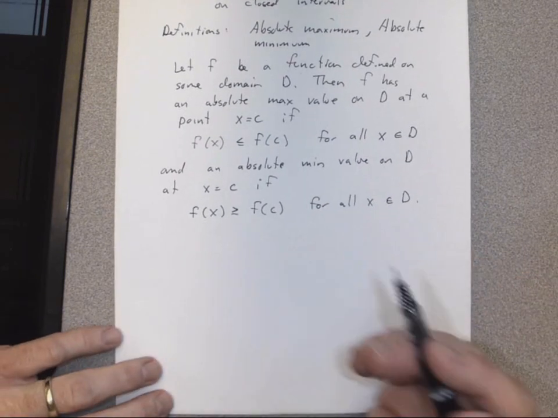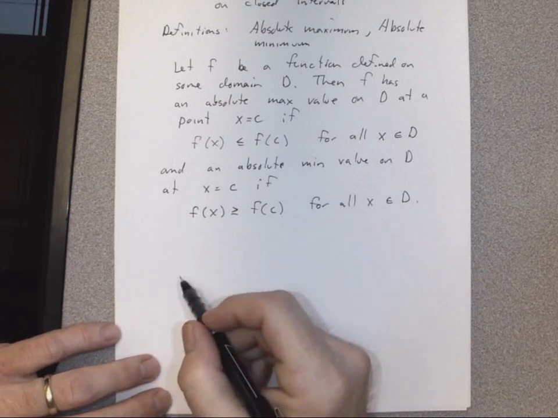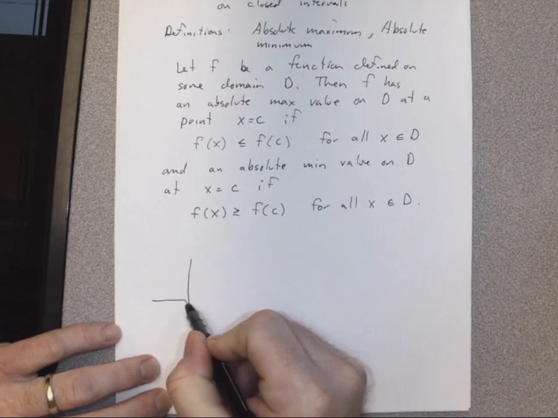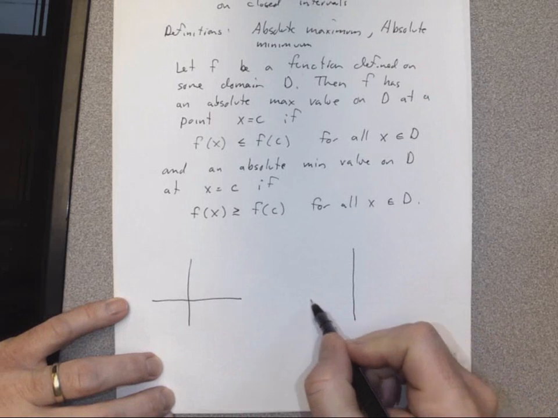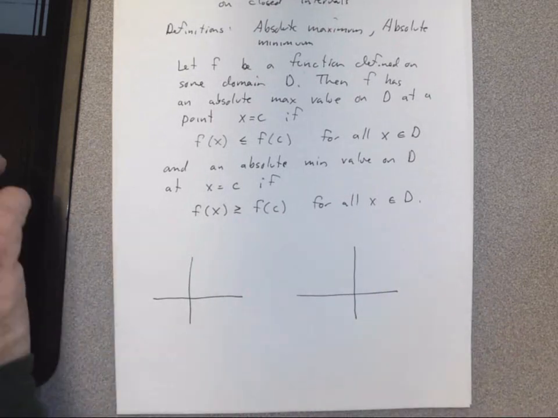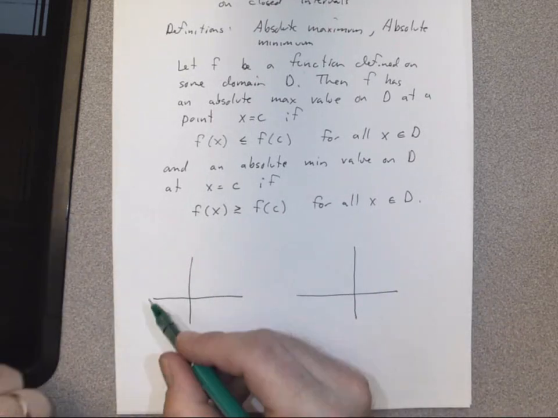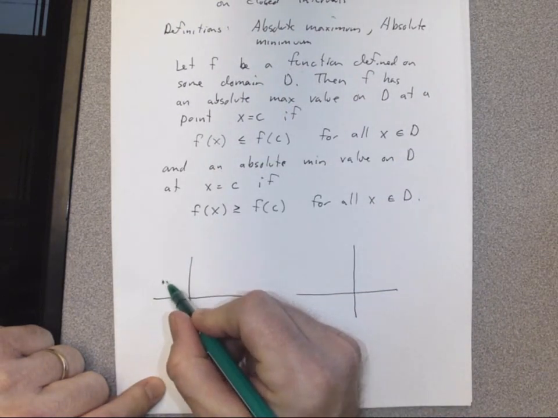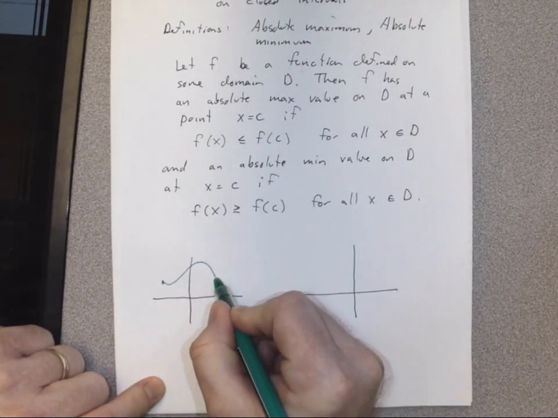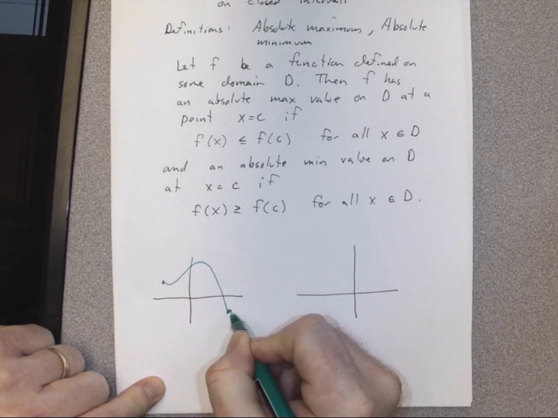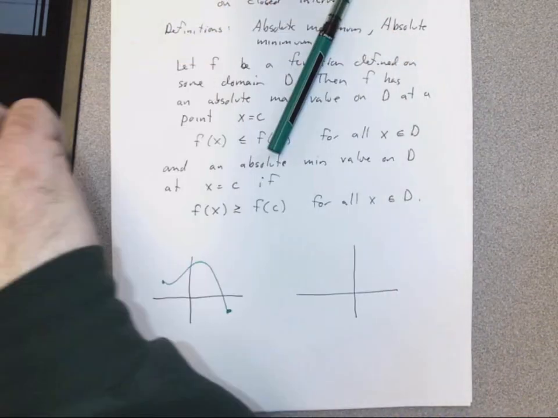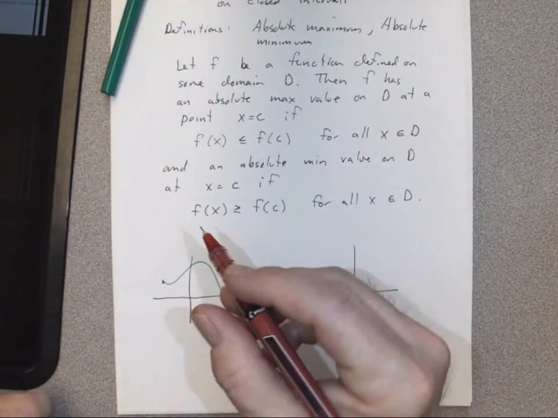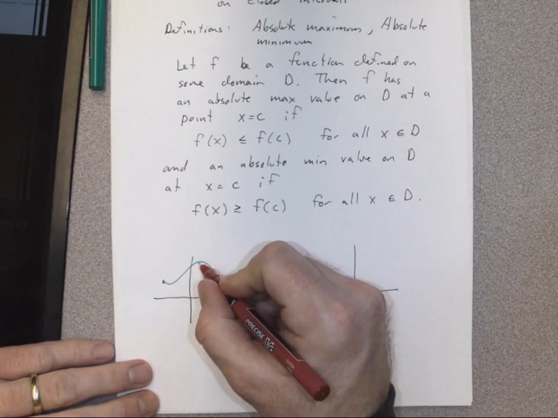So pictorially, what this would mean is, say I have a particular function, we'll do some absolute max and absolute min, and we'll see what that means. Now we're talking about functions on closed intervals, so I'm going to just say something like this. So here's our function. Now I'd say that this particular function has an absolute maximum at this particular value.